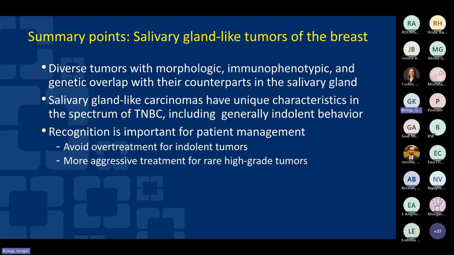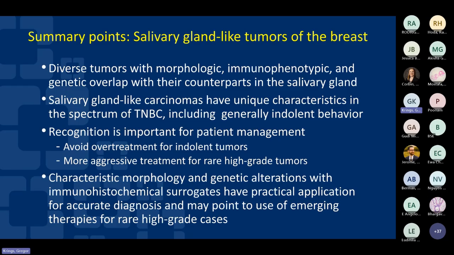especially to avoid overtreatment for those tumors that are indolent, but also to recognize those rare tumors that are more aggressive and will need more aggressive treatment. These tumors have characteristic morphologic and genetic alterations, and now we also have, for a number of them, immunohistochemical surrogates that can have practical application for an accurate diagnosis, and in some cases may also help point to the use of emerging therapies for those rare cases that are high grade or that have more aggressive behavior.